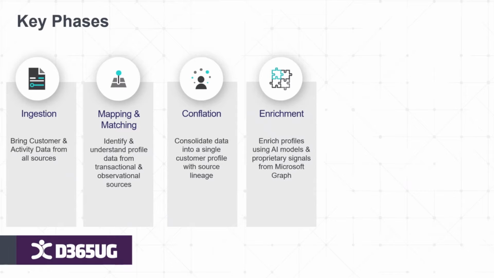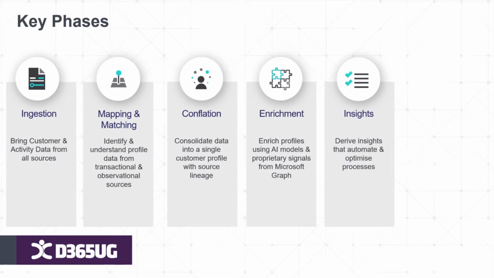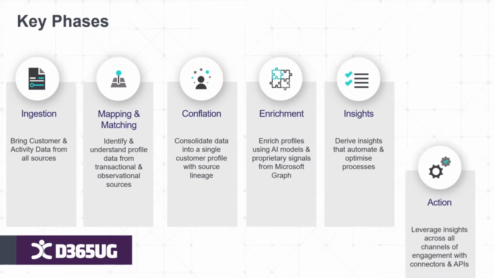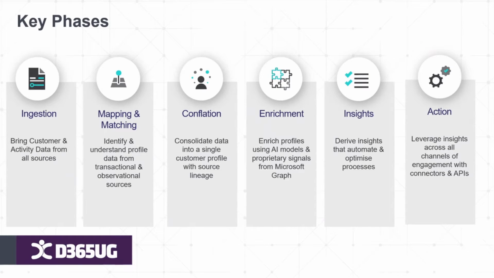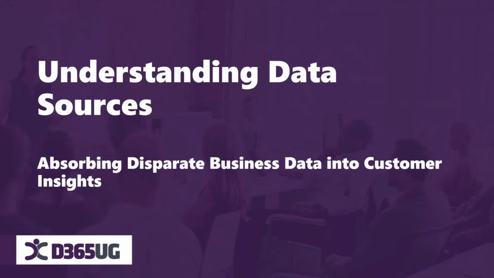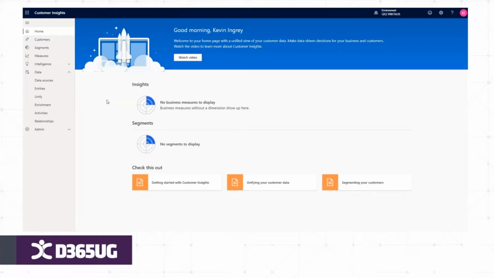enriching that activity, so adding on to your data set using additional capabilities from the Microsoft Graph platform, such as brand affinities, getting some insights, so creating some measures so we can understand something that our data is telling us, and then finally creating actionable elements on top of that. So we're going to start with understanding data sources, so absorbing data into customer insights.